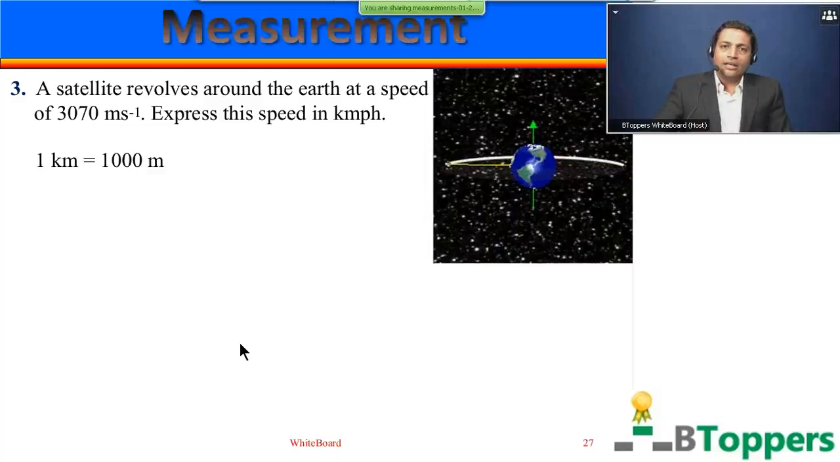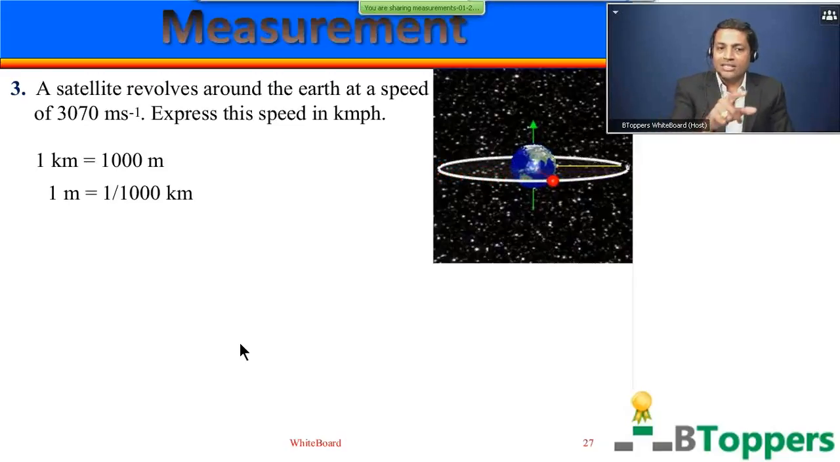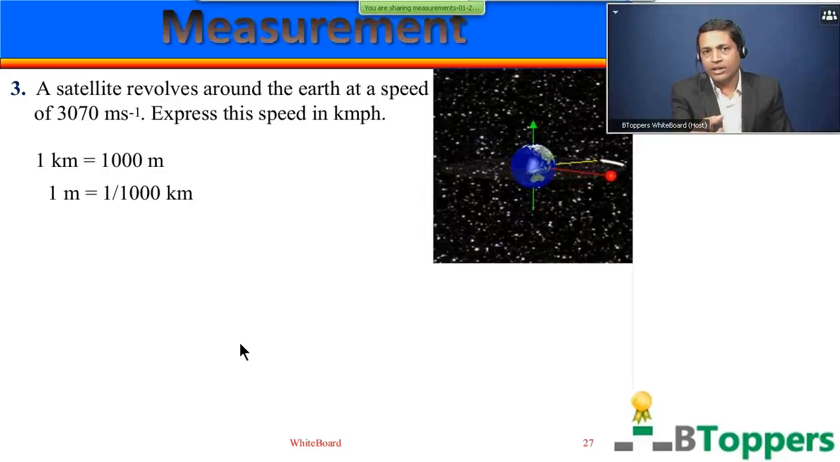We know that 1 kilometer is 1000 meters. Therefore, 1 meter will be 1 by 1000 of a kilometer. Why are we using this? Because what is given is meters and what we have to convert it to is kilometers.